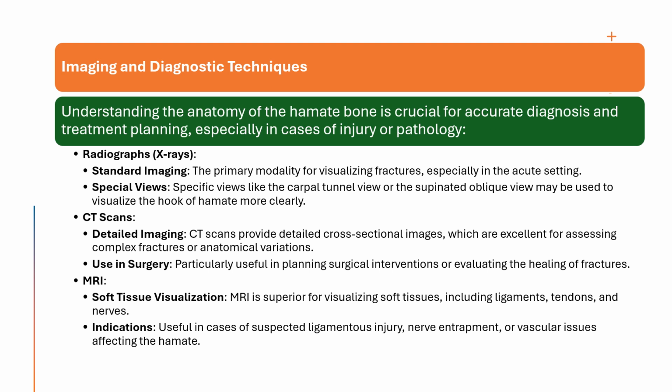A CT scan provides detailed cross-sectional images which are excellent for assessing complex fractures and anatomical variation, particularly useful in planning surgical intervention or evaluating the healing of fractures. MRI is used for soft tissue visualization, including ligaments, tendons and nerves, and is useful in suspected ligamentous injury, nerve entrapment or vascular issues affecting the hamate.